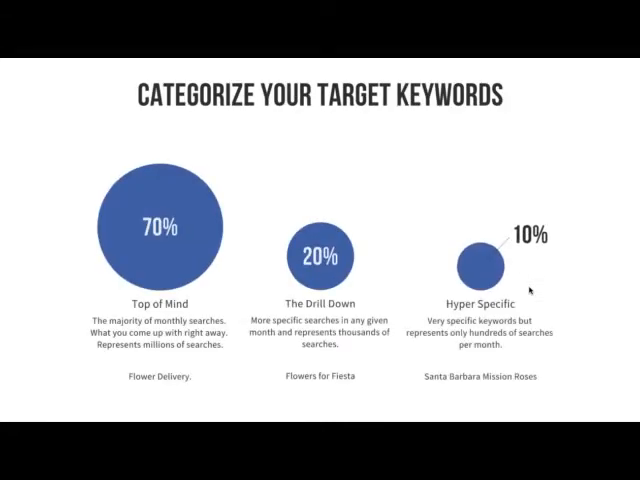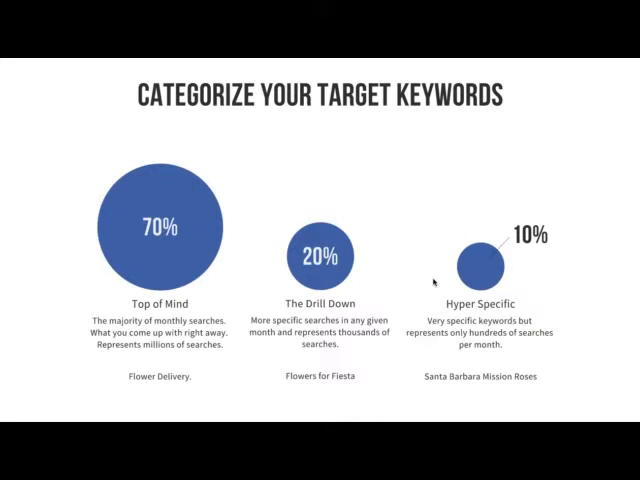So I tend to look at it like this. We've got top of mind, which is 70% of the searches that are available on the internet. It's the majority of them. Flower delivery would be a good example. When you type in flower delivery, you're going to get 1-800-Flowers. You're going to get all those national companies that do flower delivery, and they might not take a look at your local flower shop that might even be a cart on the corner, right?